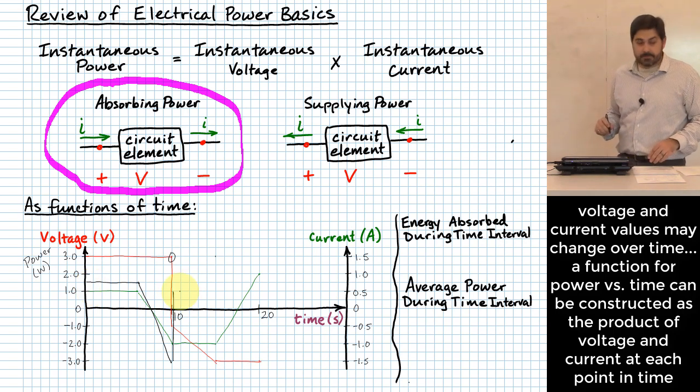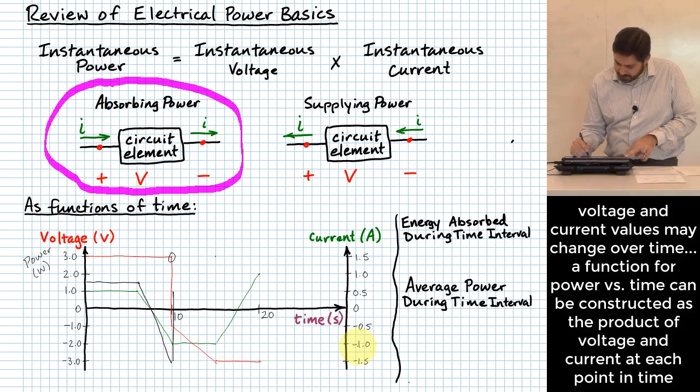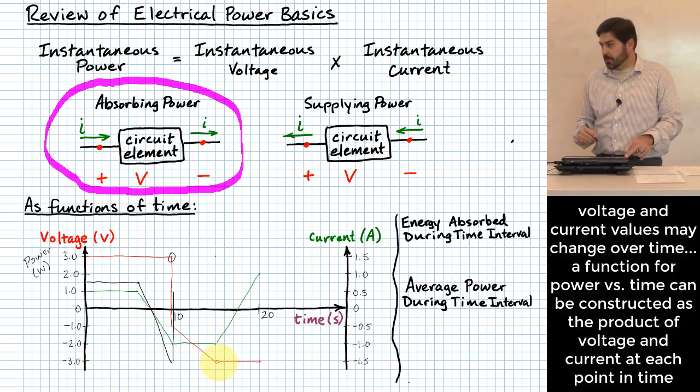Then what happens? Now I've got a constant current at -1 amp, and I'm going from this point. Where does it end up? Got -1 amp and -3 volts. So that means I go up to 3 watts.